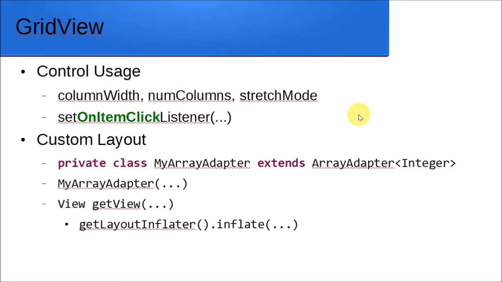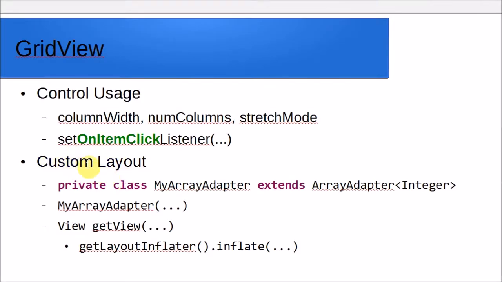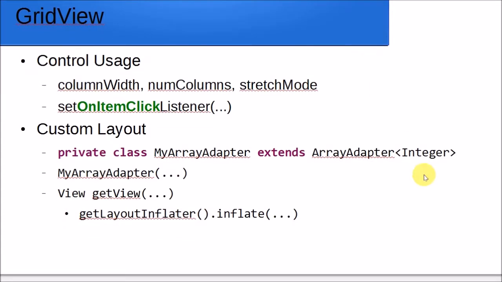Okay, I'll go over, and then the final control is the grid view. So this one's longer. You can use it the same way as a list view or a spinner control, but then every box is just a line of text, which is probably not what you want. So probably it's gonna be using custom layout.